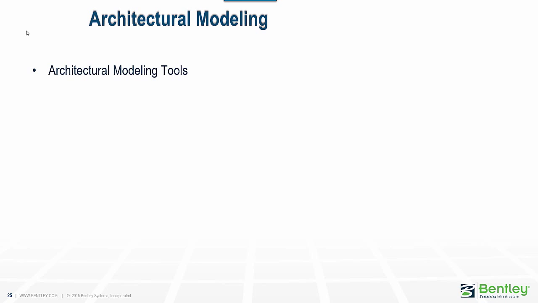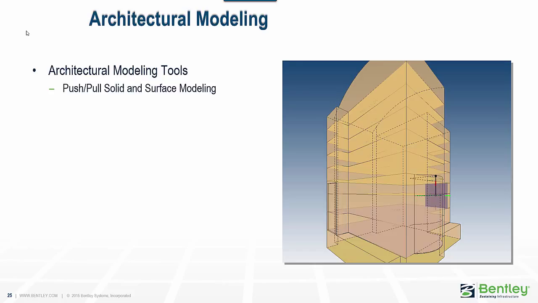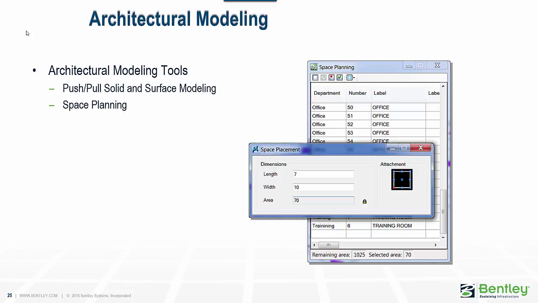Let us start by taking a look at some of the architectural tools. As we know, AECOsim is based on top of MicroStation. So MicroStation's standard push-pull solid and surface modeling tools are available for the conceptual stage. Then we have the space planning tool, which we have already discussed. It enables us to import spaces from room and area data in an Excel spreadsheet and track those spaces throughout the life of the project.